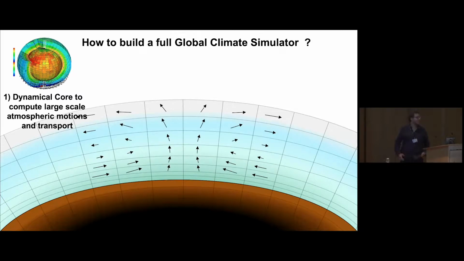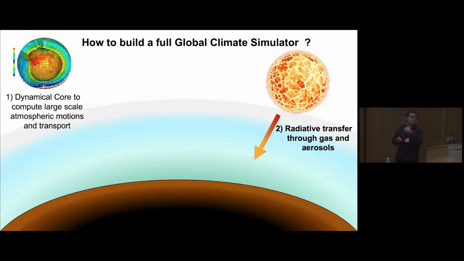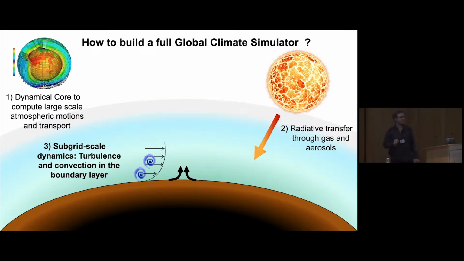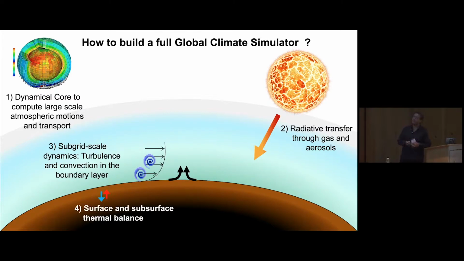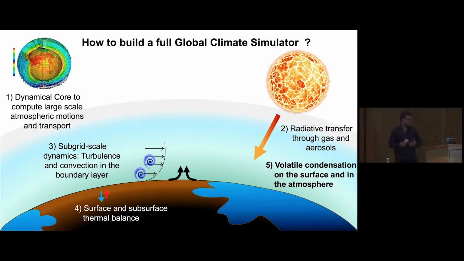The second thing you want to take into account is the radiative transfer through the gas and the aerosols, in a way simulating how the gas, the clouds, the hazes, and the surface absorb, scatter, and emit light on your planet. The third component you want to simulate is what's happening near the surface in the boundary layer, with processes such as turbulence and convection. The fourth component you want to take into account is the way surface and subsurface interact, mostly thermally, through the heat equation, for example.